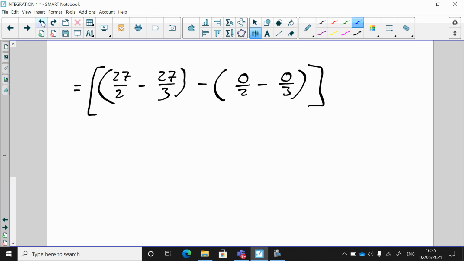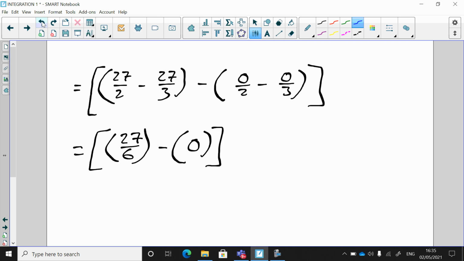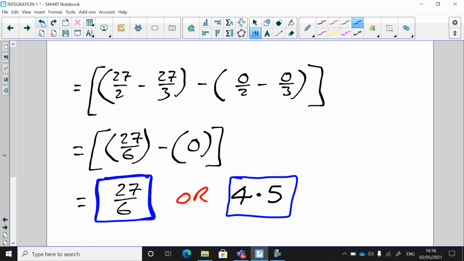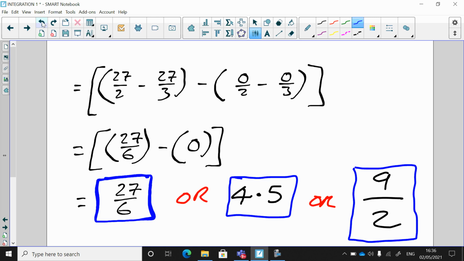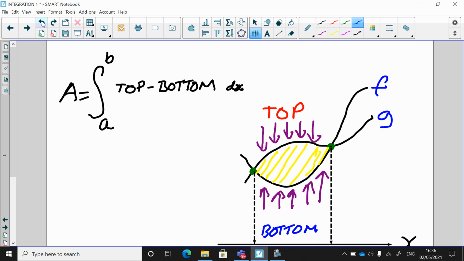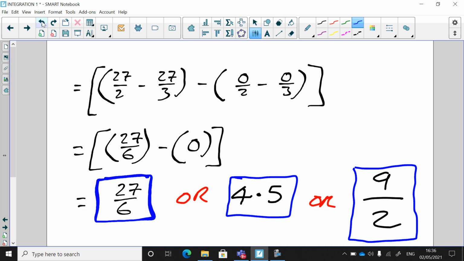I've done that there. The right hand bracket is going to come out as 0. I've just put it in. 27 over 6 take 0. 27 over 6, that's fine. I'm okay with that. Or 4.5 as a decimal, but it's a fraction. That would be 9 over 2. And I think I'm happy with that.